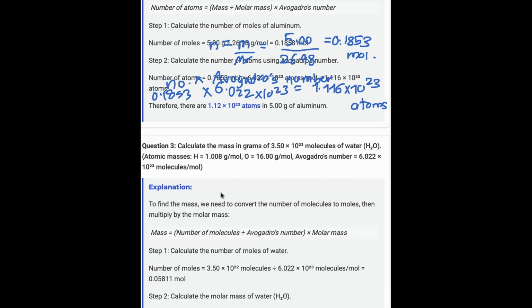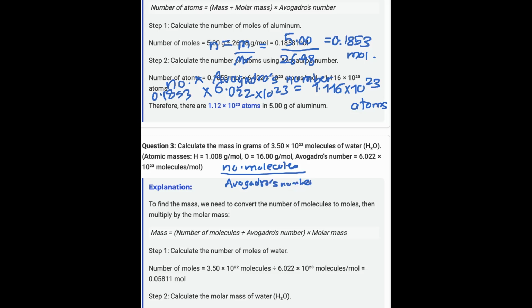Question number 3, calculate the mass in grams of 3.50 molecules of water. Now I need to do the opposite. In order to find the mass, I need to find the number of moles. I don't have the number of moles, but I have the number of molecules. So first, calculate the number of moles of water from the number of molecules. Number of moles is equal to the number of molecules divided by Avogadro's number this time.